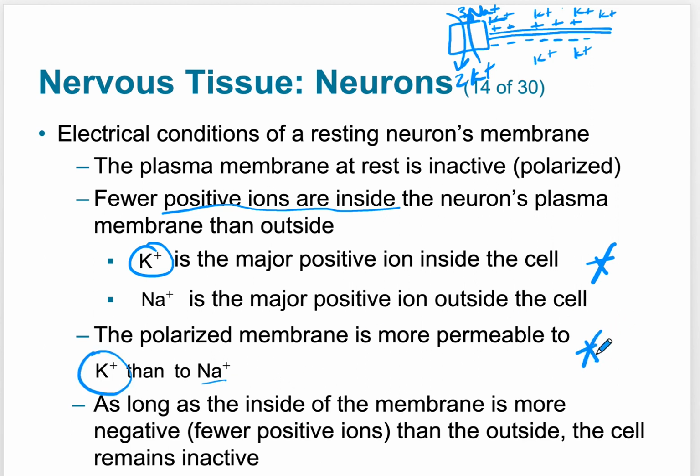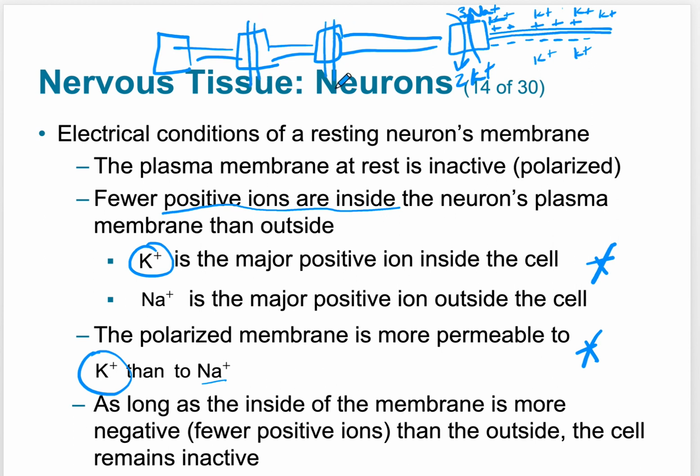Well, why is this? Do you remember also in the membrane there were these leak channels, and there are more leak channels for potassium than there are for sodium. And remember, leak channels are always open. They don't ever close. And there are more leak channels letting potassium out than letting sodium in. So the membrane's more permeable to potassium just because there are more leak channels letting potassium leak out.